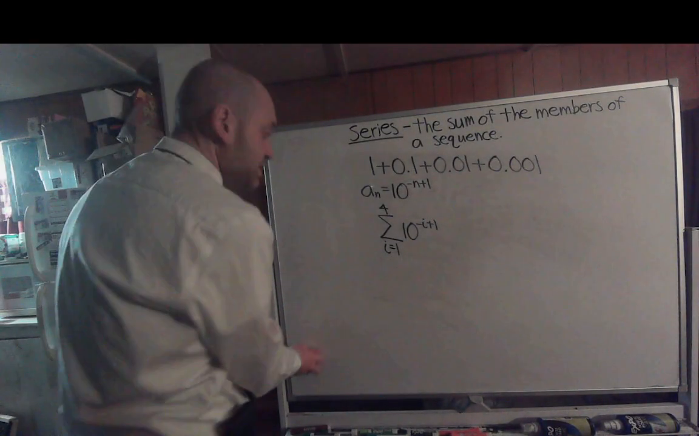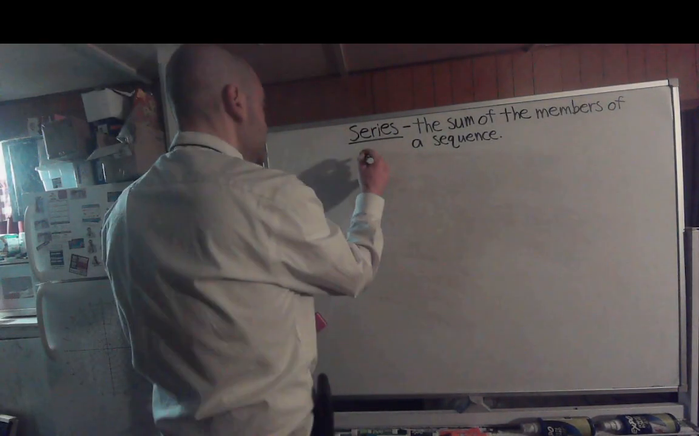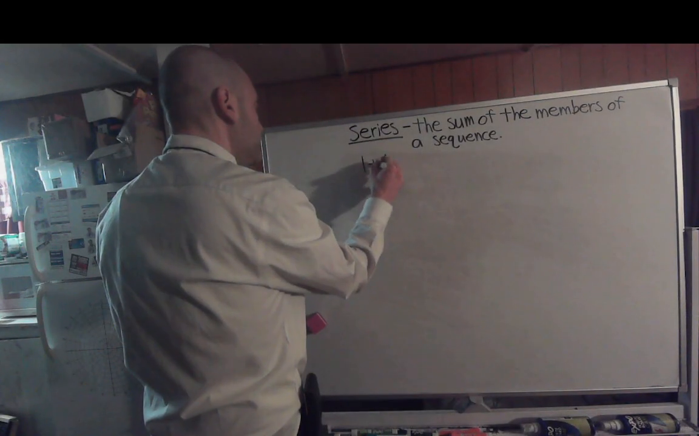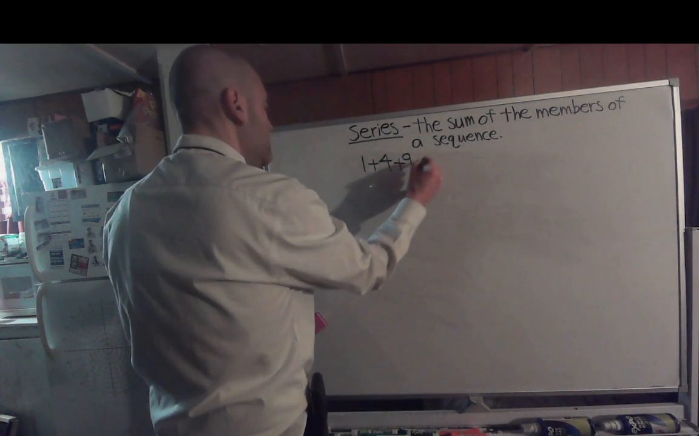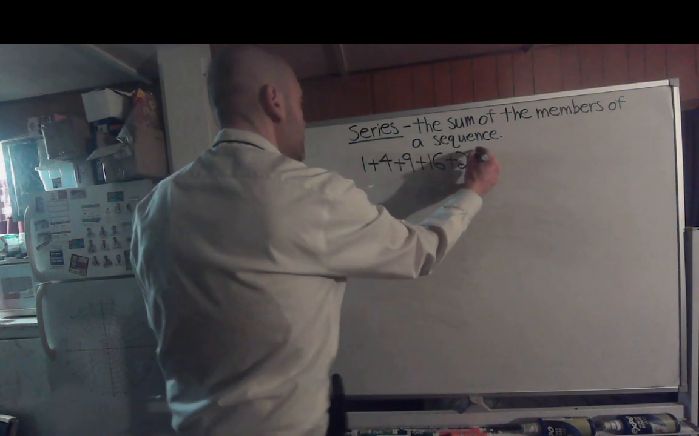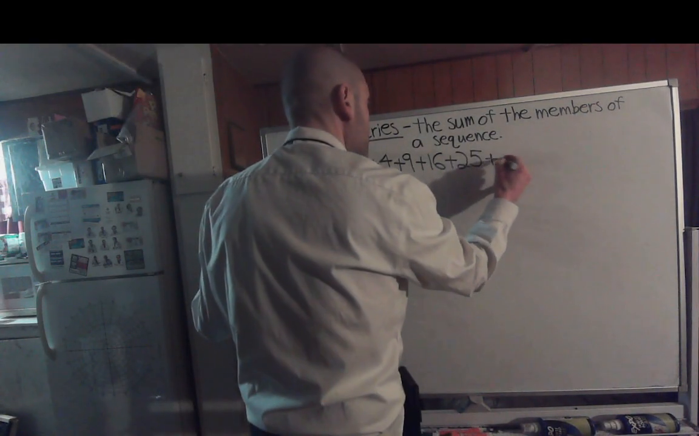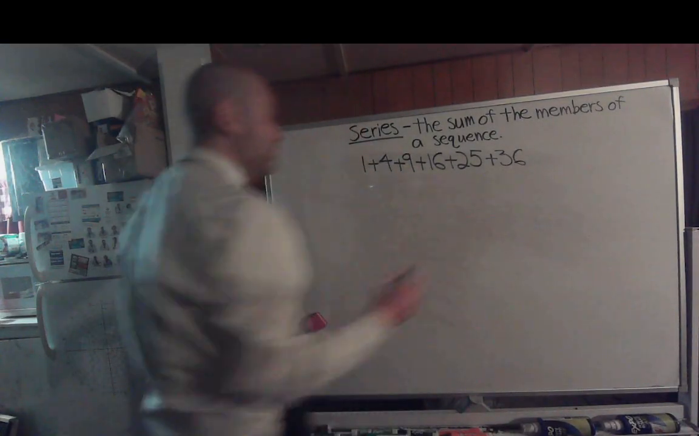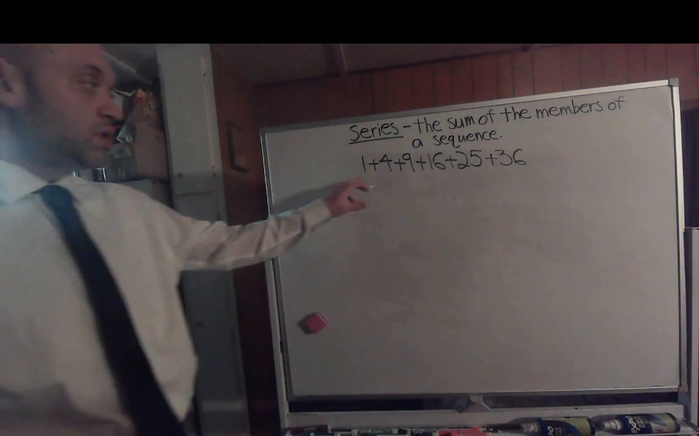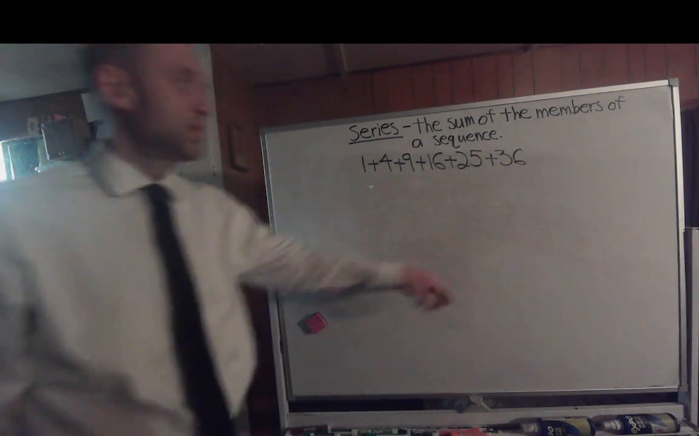One more like this, then we're actually going to do some sums. Alright. 1 plus 4 plus 9 plus 16 plus 25. Does it continue more? Plus 36. Alright, so we have a sum with 6 terms. 1 plus 4 plus 9 plus 16 plus 25 plus 36.